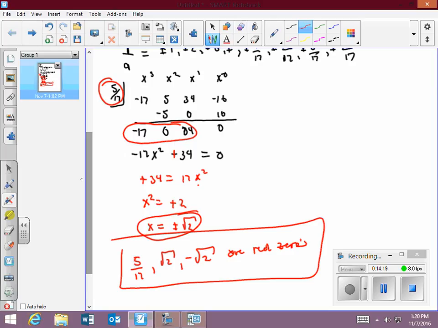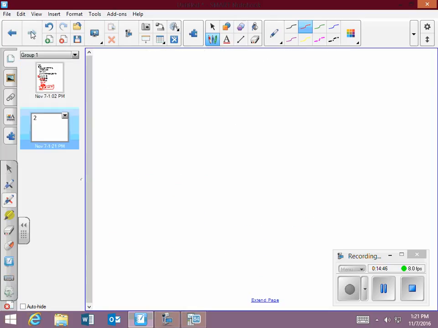Do you want to do problem 9 on page 333? 333? Mm-hmm. So page 333, 9. It says, use the 6-step procedure to graph the rational function.